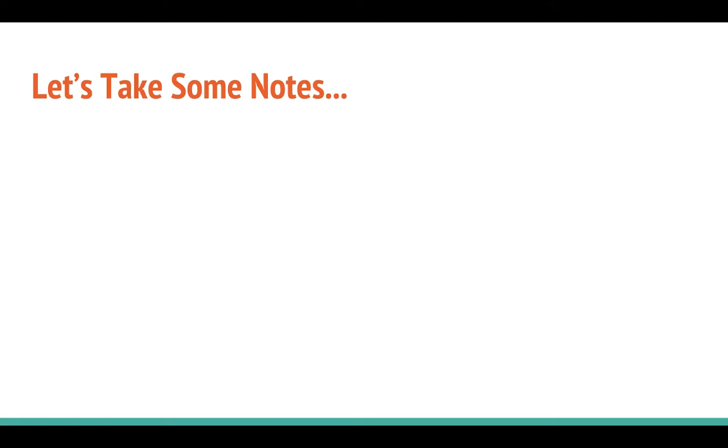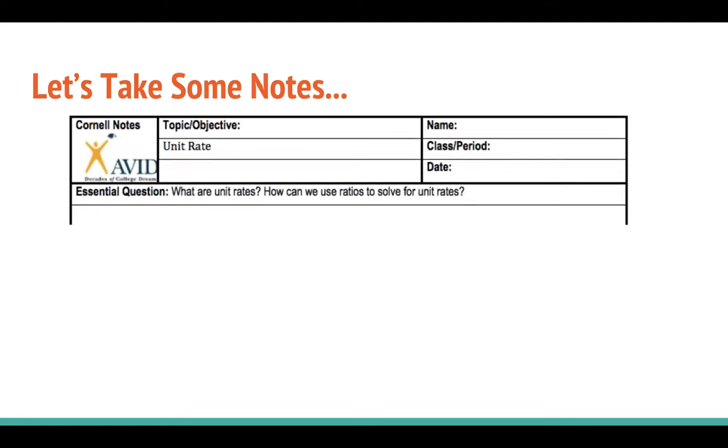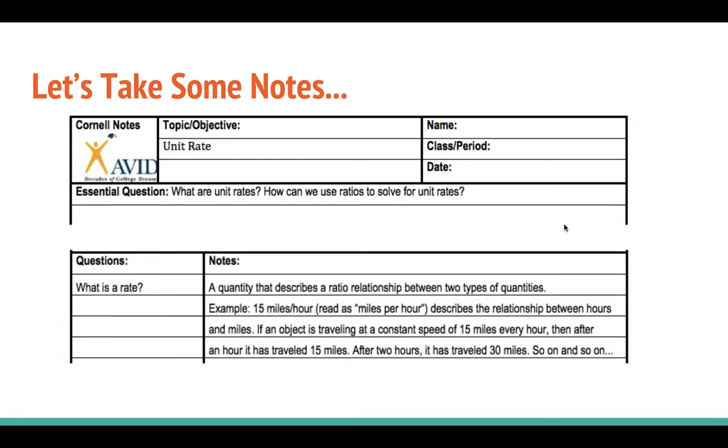This is the start of the unit. I want you to take some notes. On your Cornell notes sheet at the very top, your topic objective is unit rate. Essential questions are: what are unit rates? How can we use ratios to solve for unit rates?